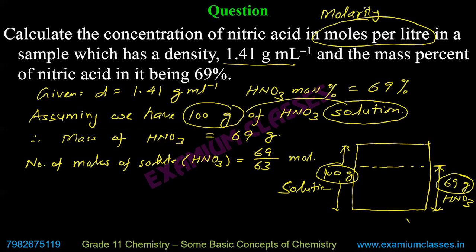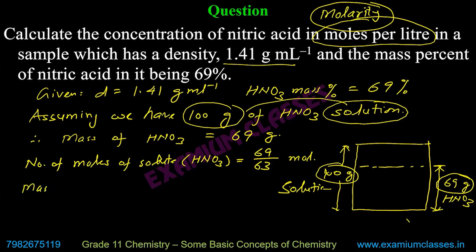Why am I saying you don't need to simplify? Because if you simplify here, the value will come in decimals, and there might be some approximation which can deviate your answer from the actual answer. Then you need to calculate the volume of the solution, because you need to calculate molarity, volume of the solution in liters. But you know mass of the solution. You can convert this mass to volume by using the same formula, density equals mass over volume.